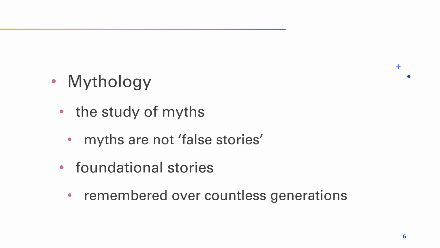Another discipline associated with cosmology is mythology. Today, when people say myth, they often mean stories that aren't true. But that's not how mythologies are understood by scholars, by historians of thought. Instead, myths are foundational stories that are remembered and passed down over countless generations. So they're not just fictional. Myths offer symbolic explanations for fundamental human questions like why the universe exists, why we are here, and how we should act while we are here.